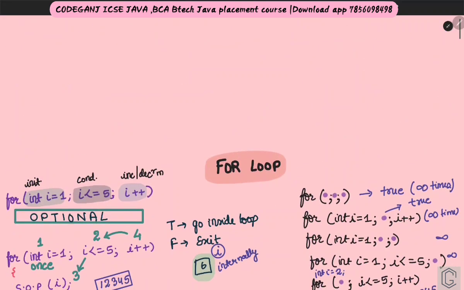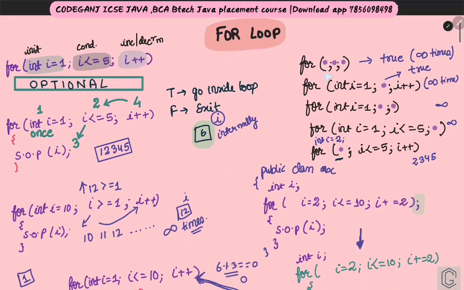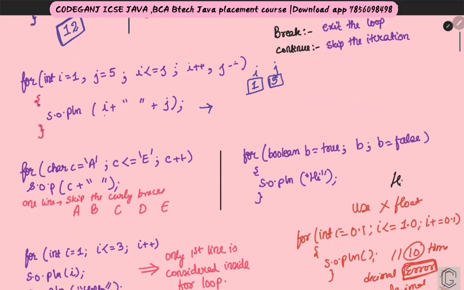As I told you, in a for loop everything is optional. I had told you, right? See, this is also correct, this is also correct, this is also correct. Here everything is missing: your initialization is missing, your condition is missing, your increment is missing, but still this loop will run. We had explained this, so you can watch the last class video and understand.